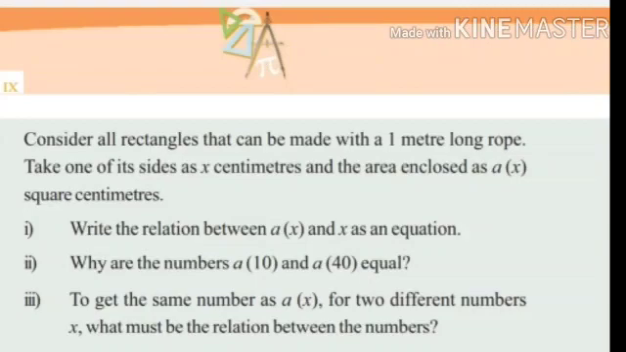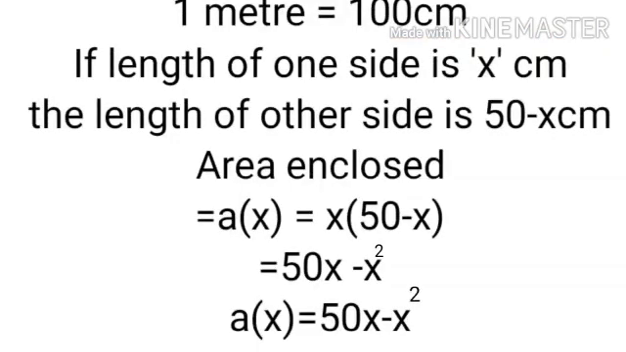Look at the third question. In it, the first sub-question asks us to write the relation between A of x and x in rectangles made with a 1 meter long rope. So, first sub-question: 1 meter is equal to 100 centimeter. If the length of one side is x centimeter, then the length of the other side is 50 minus x centimeter. Therefore, the area enclosed is A of x, equal to x into (50 minus x), which is 50x minus x square. That is, A of x is equal to 50x minus x square, right?